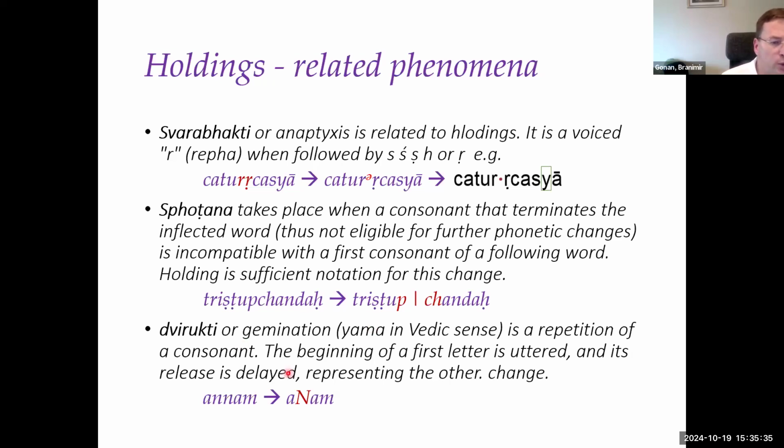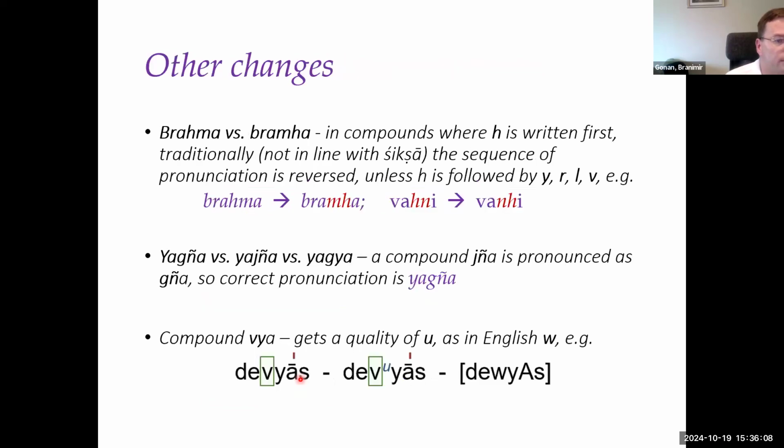And okay, dvirukti or germination is a repetition of a consonant. Annam. So the beginning of a first letter is uttered and its release is delayed, representing the other change. So I will give examples when we will start chanting. Maybe now it is too informative or too difficult to understand, but these nuances of pronunciation you will get more quickly on real case examples.